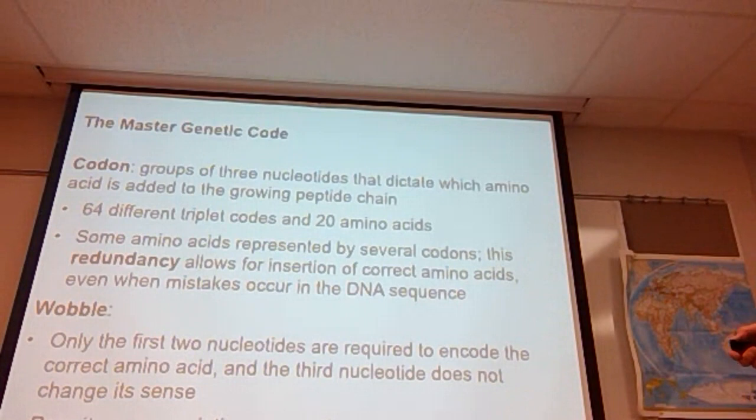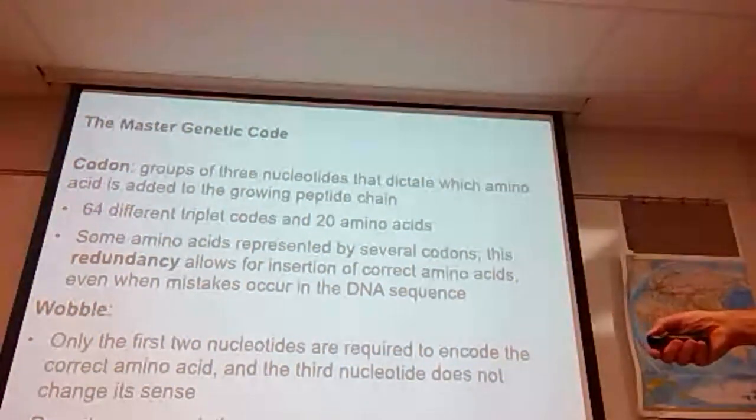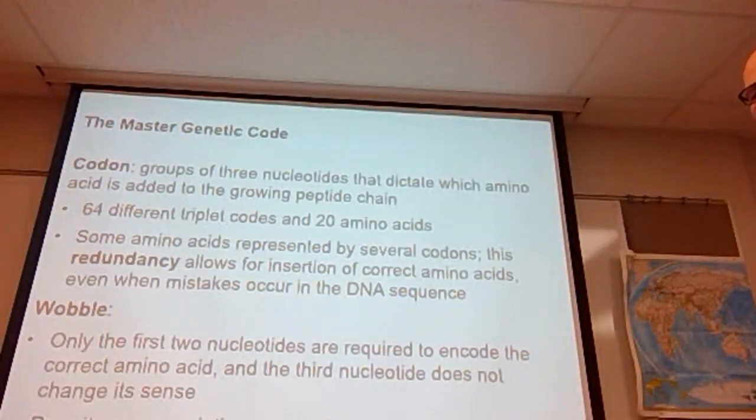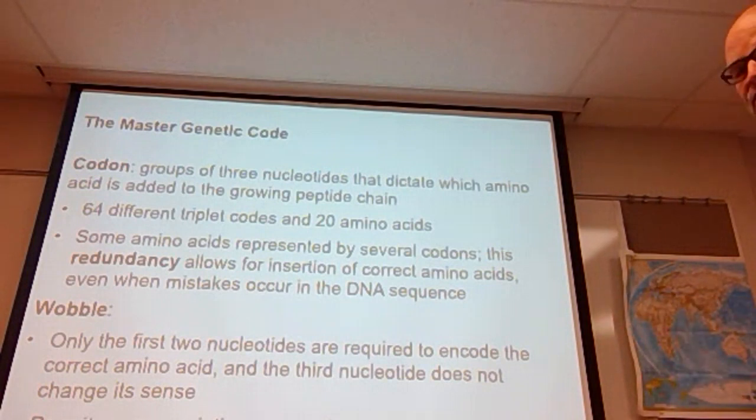This is called redundancy, which will allow for the insertion of correct amino acids even when mistakes occur in the DNA sequence. A phenomenon known as wobble is how these things actually attach. It's actually only the first 2 nucleotides that are required to encode the correct amino acid, and the 3rd nucleotide doesn't change the sense of the codon.